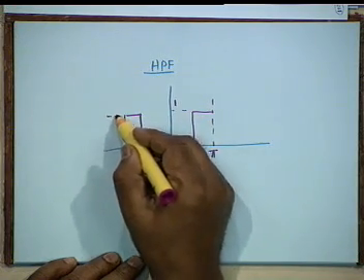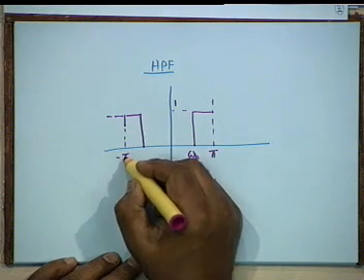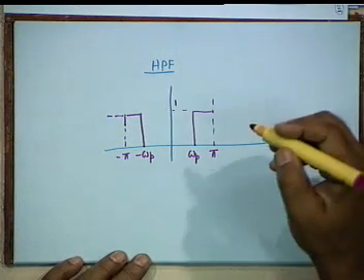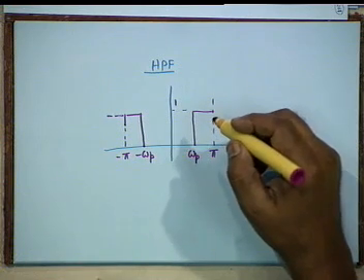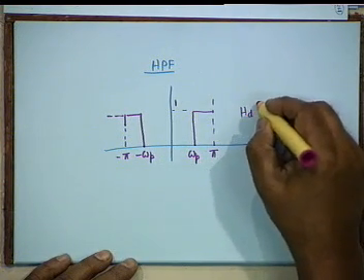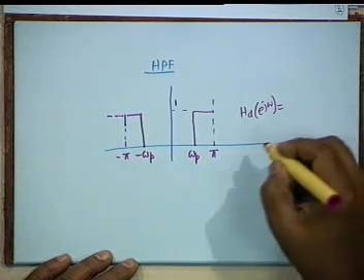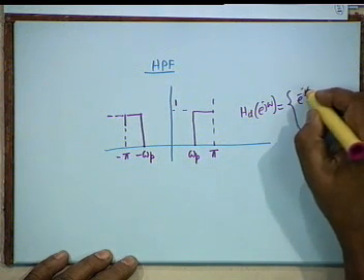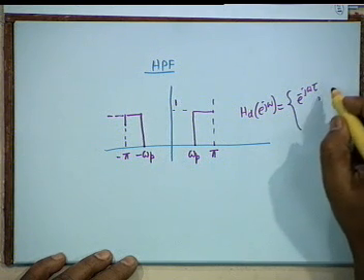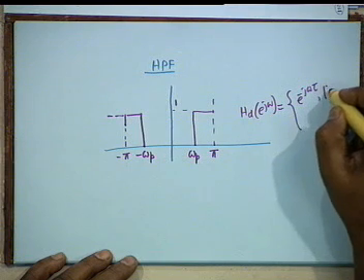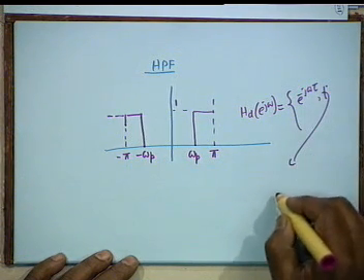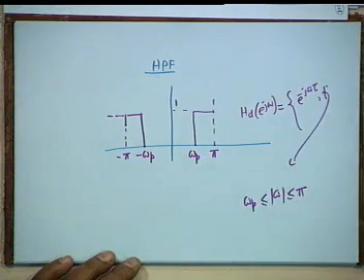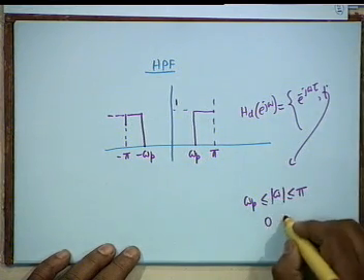I have something like this, and this is minus pi, minus omega p. Okay, and the magnitude is 1, but my transfer function H d e to the j omega, I shall take a linear phase, that is e to the minus j omega tau for omega between omega p and pi, and it is 0 otherwise.